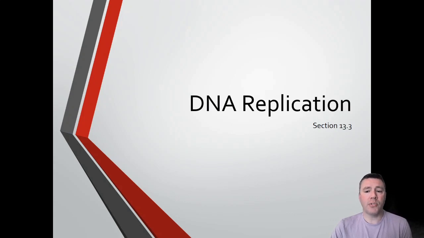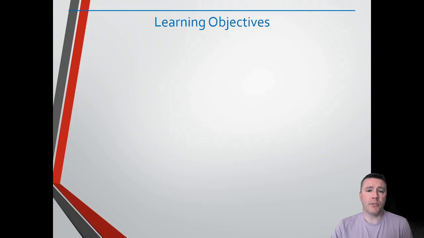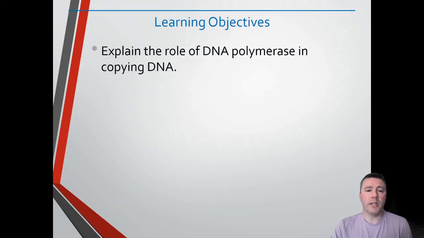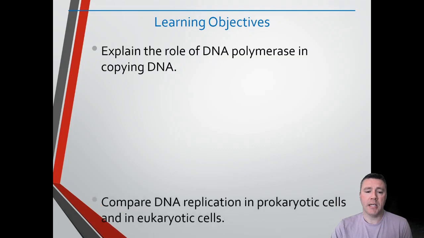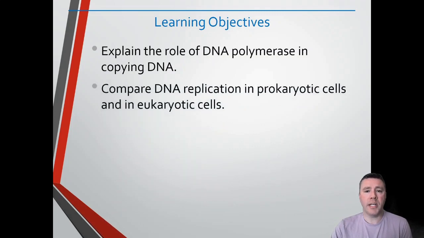Now this lines up with section 13.3 in your textbook, so if you wanted to read a little bit more about it, you can do so there. Today's learning objectives are two things. One, to explain the role of DNA polymerase in copying DNA. And the second one is to compare DNA replication in prokaryotic and eukaryotic cells.